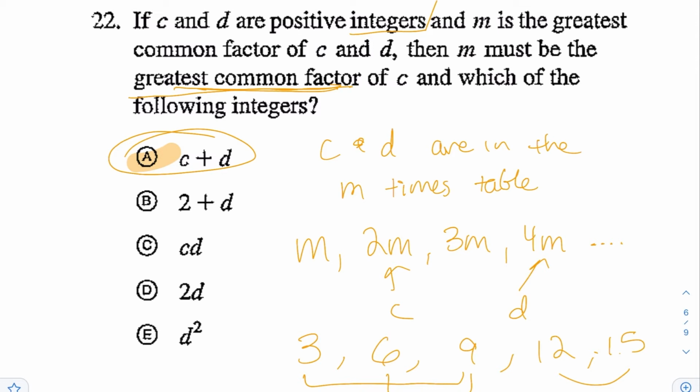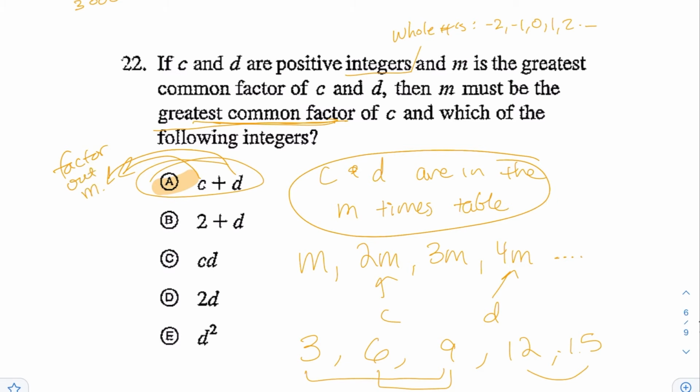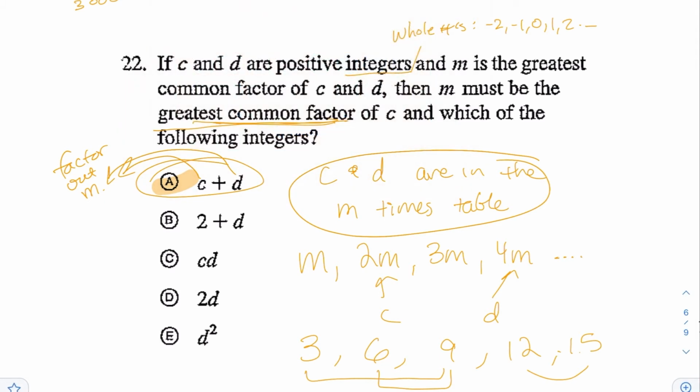So the answer is going to be choice A, because if you take C and D, which both are in the M times table, you can essentially factor out M. And what you have left is still going to be a whole number. So for number 22, you have to use your definitions of a greatest common factor to figure out that both C and D are in the M times table, and just go through all the choices. You can also model this question using this example of the 3 times table.